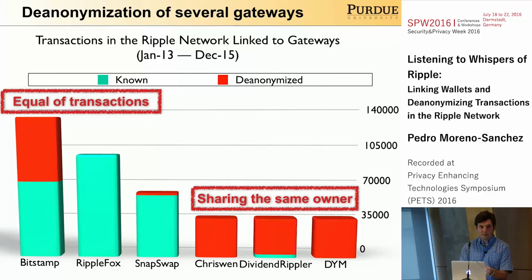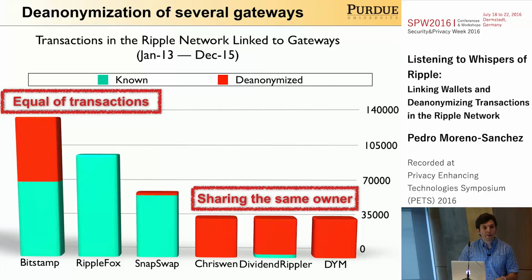However, after our de-anonymization process, you can see that their wallets were linked together, therefore they might share the same owner. The Ripple community actually has verified that Dividend Rippler and DIM belong to the same person. We wanted to further verify these heuristics, and we contacted these gateways with our results, and we got the confirmation from two of them, from Bitstamp and from RippleFox.